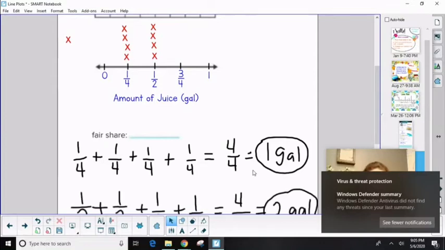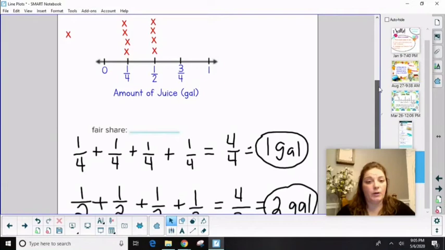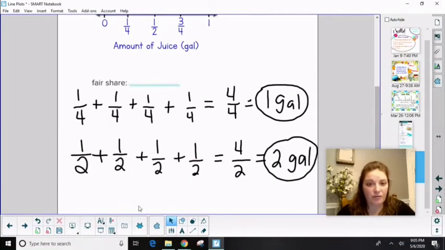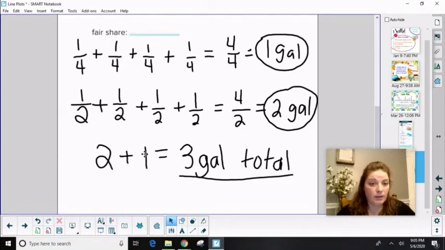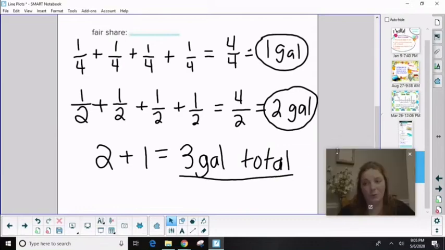And then I added up my halves. Remember, I had 4 of the halves. So I have a half plus a half plus a half plus a half, which is 4 halves, and 4 divided by 2 equals 2. So that's 2 more gallons. So what's the total amount of gallons represented on our line plot? Where is it? There it is. 3 gallons. 2 gallons plus 1 equals 3 total gallons.